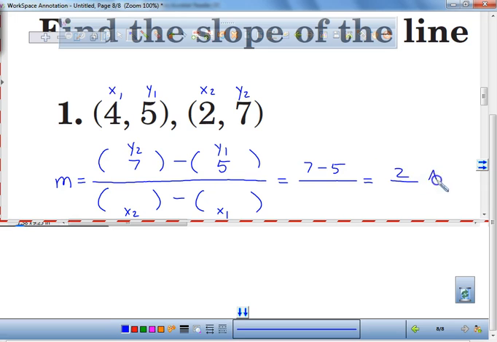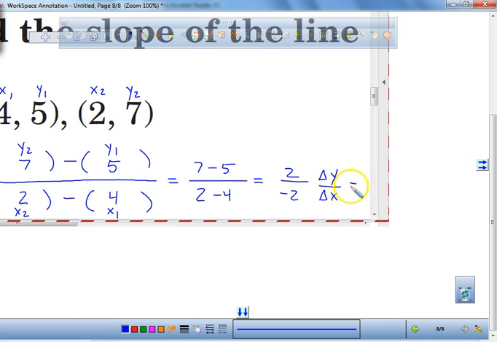That's called the change in your y values. Over here, what's my x2 value? 2. What's my x1 value? 4. That becomes 2 minus 4. 2 minus 4 is negative 2. That's my change in my x value. 2 divided by negative 2 is equal to negative 1.